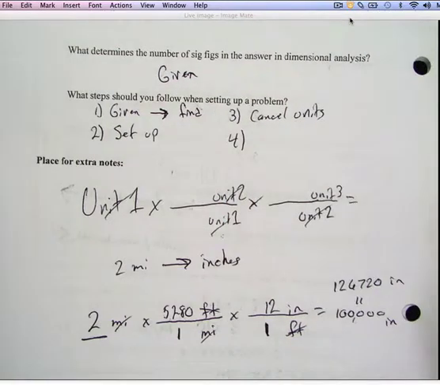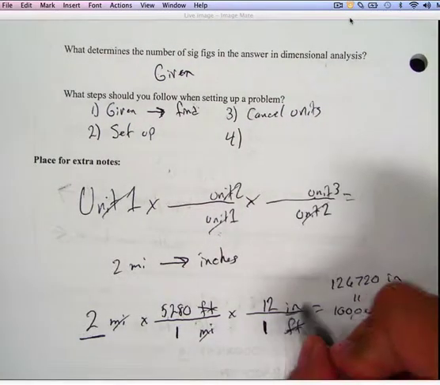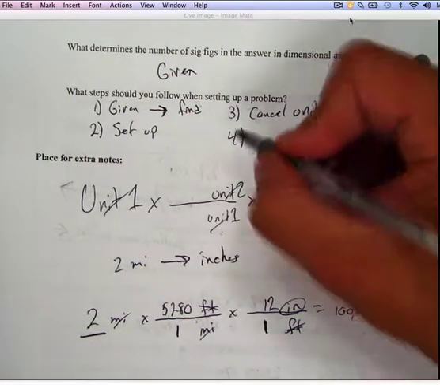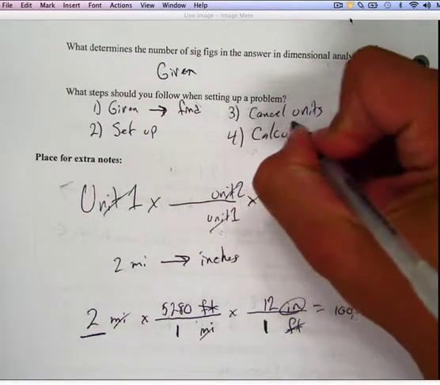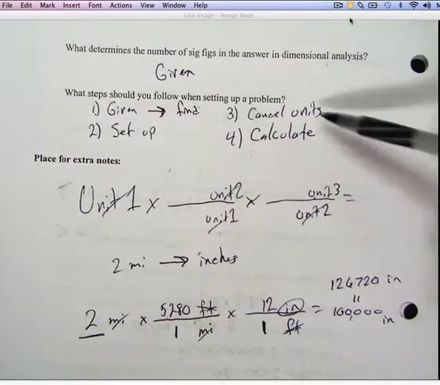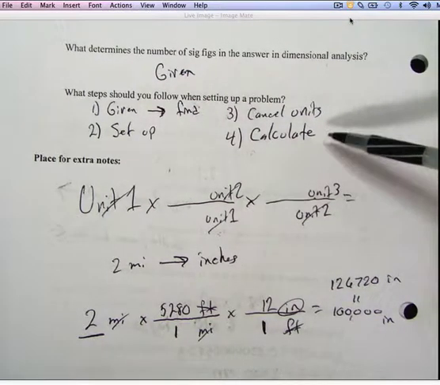Fourth step, once you get all your units canceled out, everything's good, everything looks like it should. You have your answer in the end, like down here. Okay, I went from miles to inches, I'm good. Then you pick up your calculator. So then you calculate. And then you should round to the right number of significant figures. So it's just a summarized view of what you can do. There's more details out there if you want to look them up.